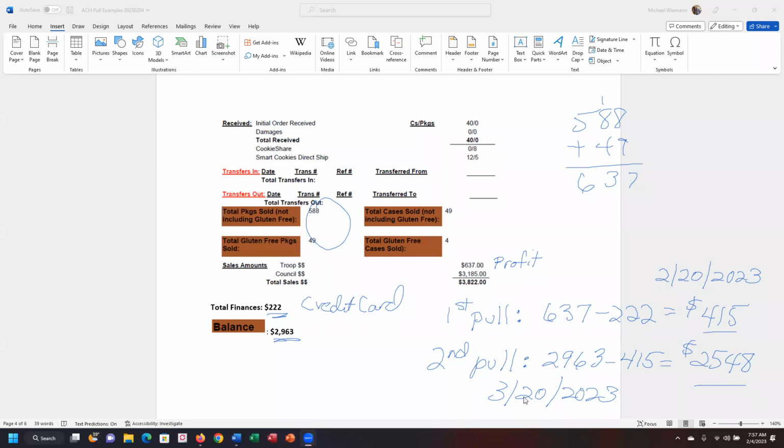So for this particular example, there wasn't enough funds for the credit card receipt for the first pull. And what I'm saying there relative to this example is going to make sense on this next example, where the troop ended up collecting more than was needed for the first pull. So for this example here, 415 would be pulled on the first pull. The second pull would be 2548. So if you had 222 that was already collected, credit card, 415, and the 2548, that's going to total back to the amount of the 3,185 that's due to council. Okay, so that's example 2.